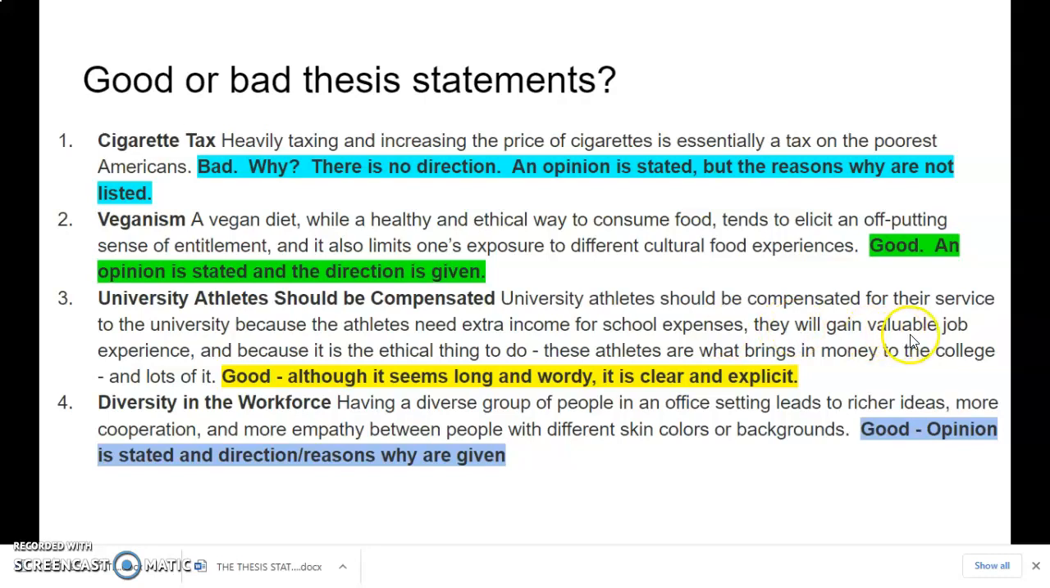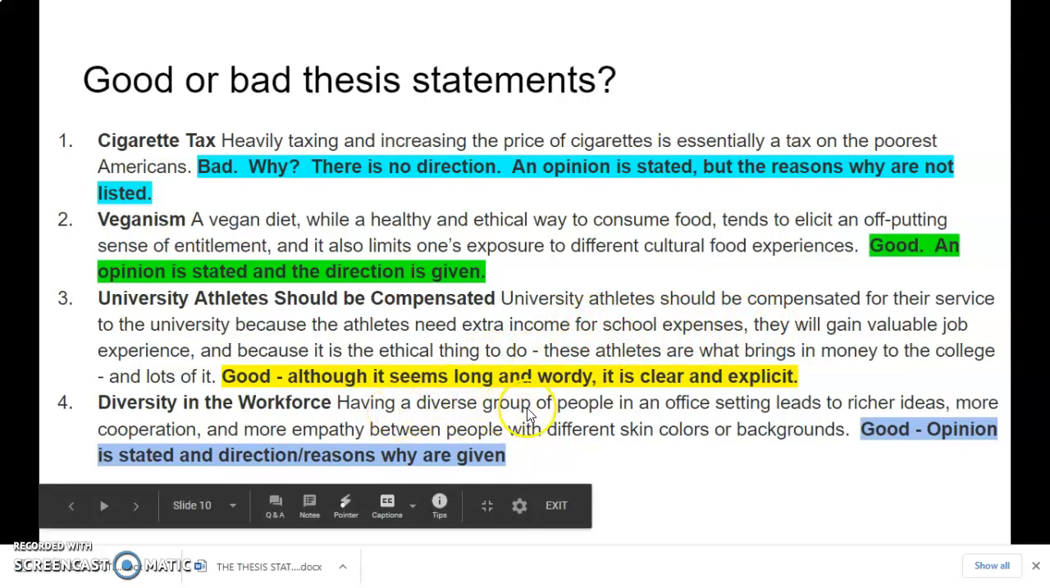Next, number two, they will gain valuable job experience. Absolutely. You want that internship experience, that real life experience, not only to weed out what you don't want to do, but also to get a flavor of what you might want to do. And then because it's the ethical thing to do. And so that would be the third prong, the third pillar, the third topic. One, two, three paragraphs on all of these three prongs.